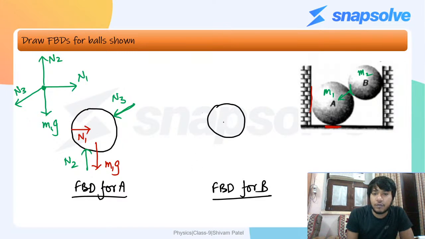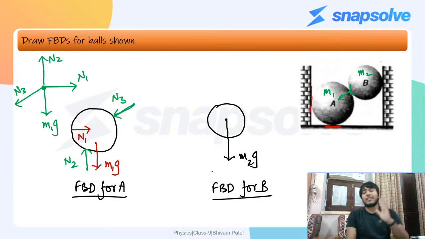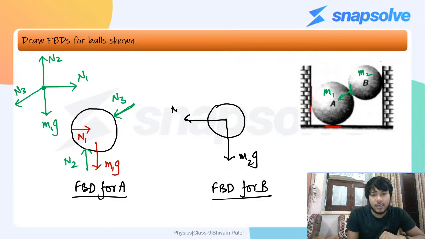Weight will act down. So let's say the mass is M2. So I'm marking M2G like this. Weight always acts in the vertically downward direction. Okay? Then this surface of B is in contact with the wall, right? So the wall will exert a normal reaction force. Let's call this normal N4, as we have already used up 2 and 3. So we have marked the weight M2G. We have marked the normal from the wall.